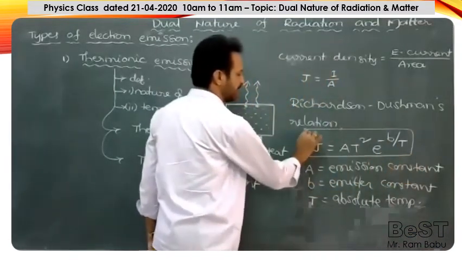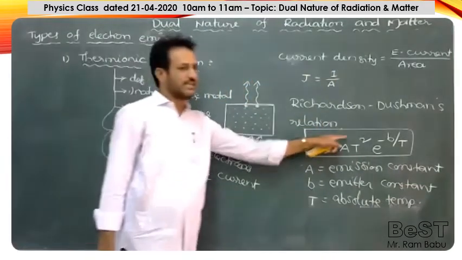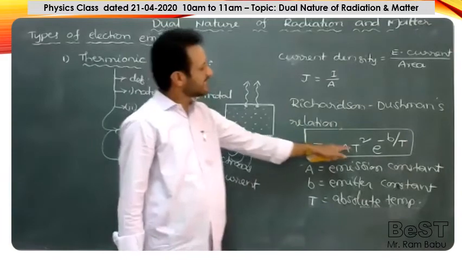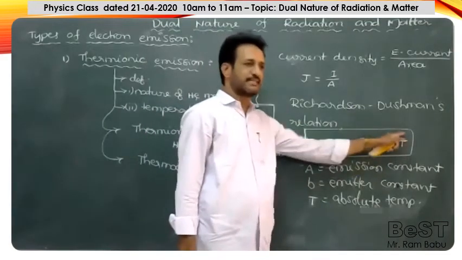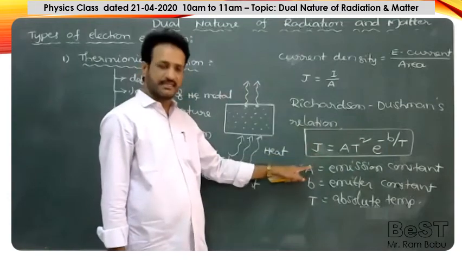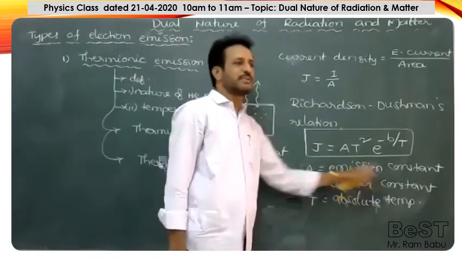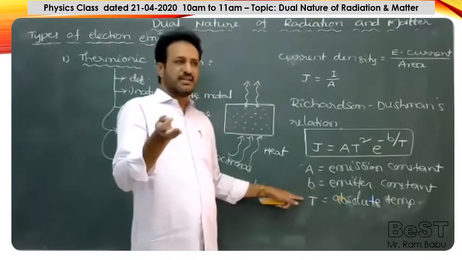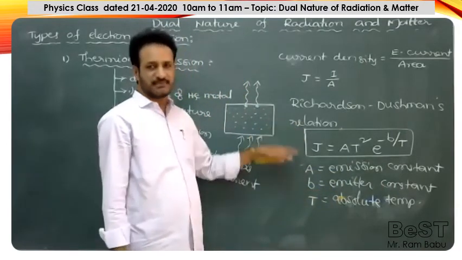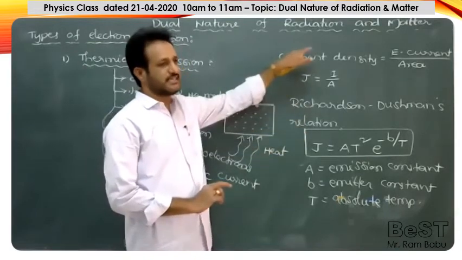How the current is flowing through the conductor per unit area, we can give the relation J is equal to A T square e to the power of minus b by T. So J is the current density, A and b are constants, and T is the temperature. The more the temperature, the more the number of electrons emitted, and the more the current density also.